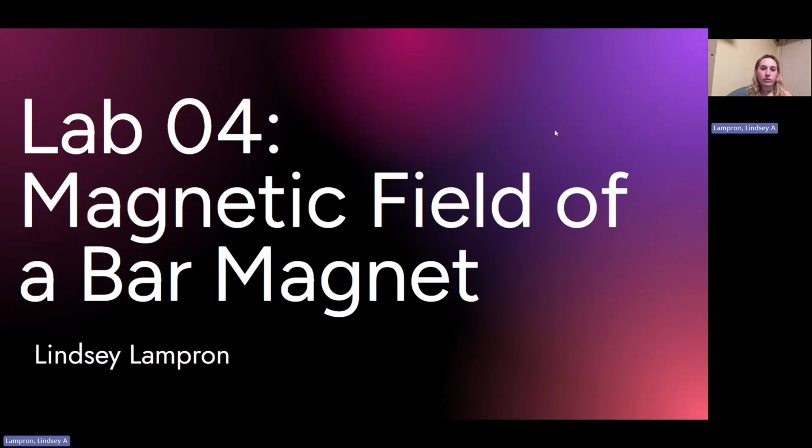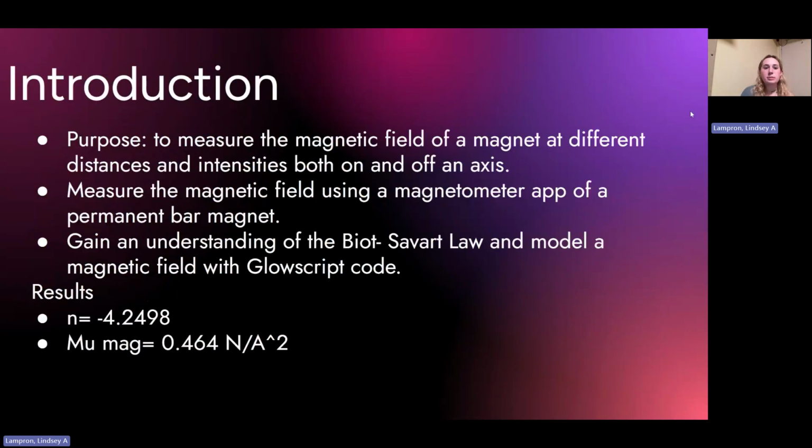This is Lab 4, Magnetic Field of a Bar Magnet. The purpose of this lab is to measure the magnetic field of a magnet at different distances and intensities, both on and off of an axis, and to measure the magnetic field of a permanent bar magnet using a magnetometer app, and to gain an understanding of the Biot-Savart law and model a magnetic field using GlowScript code.